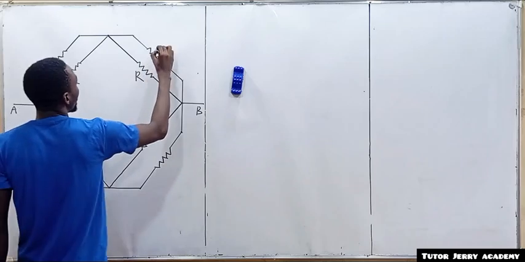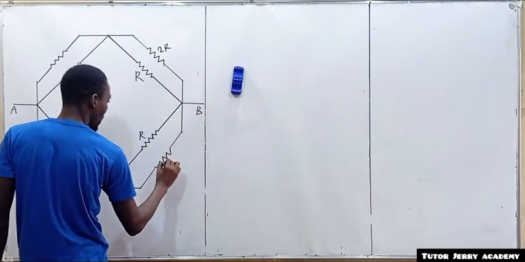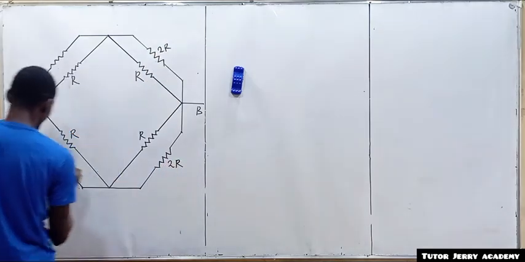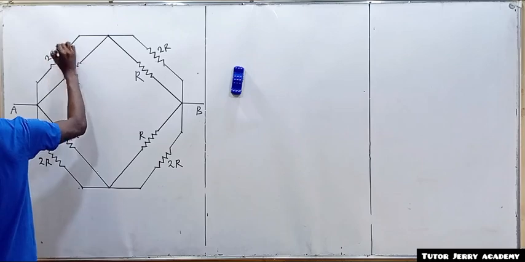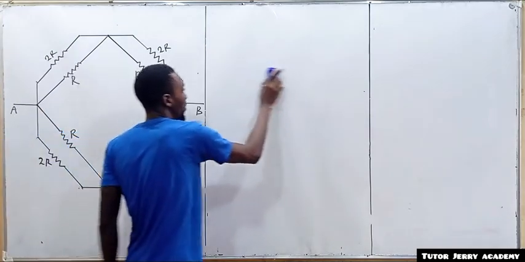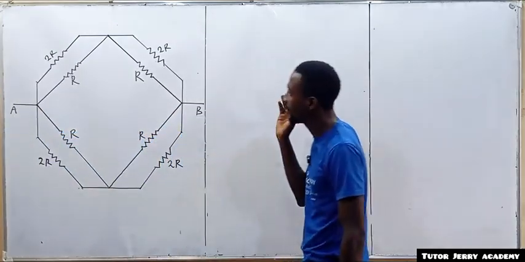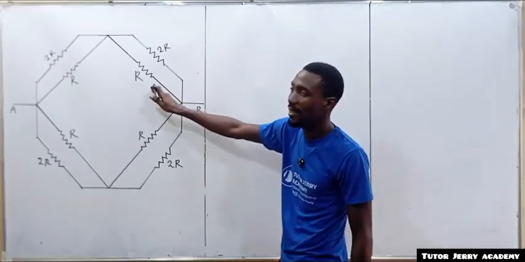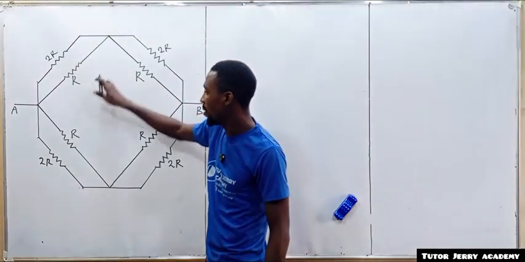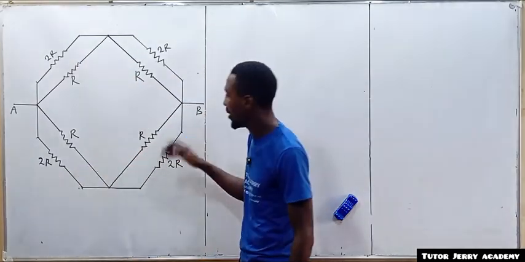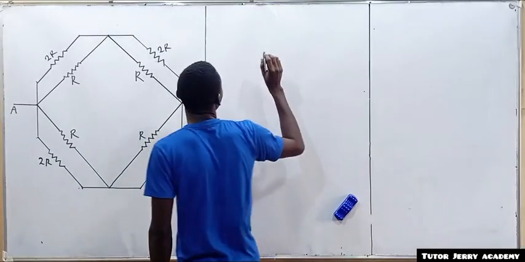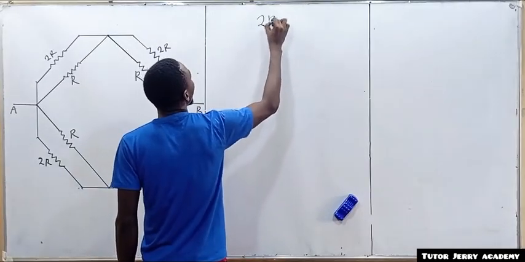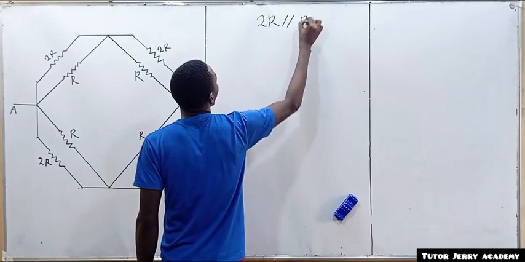All right. So here we are going to have 2R, 2R, 2R, 2R. All right. So again, you are going to see that this is parallel to this. This is also parallel to this. This is parallel to this. This is parallel to this, and they are the same, right? So 2R is parallel to 2R. Let's just solve for one. 2R is parallel to R.